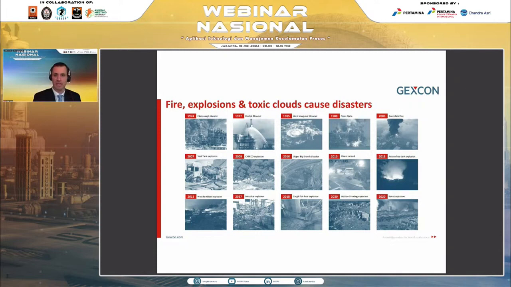To help us understand the effects of these releases, we have a number of well-established consequence modeling tools, which are continuously being developed. There are analytical tools such as Shell FRED, EFFECTS, and FAST, as well as computational fluid dynamics, such as FLACS and KFX. Which one to use will depend on what we're trying to understand, the complexity of the scenario, the site, and what level of detail is required.